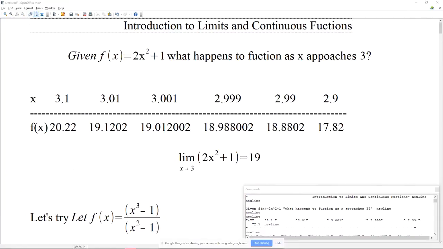So 3.1 we try, which is a little bit lower than this value. It reduces this a little bit. 3.001 reduces a little bit more. You can kind of see that somewhere right here between 2.99 and 3.001, it's probably going to be about 19. You can kind of visually see that because as I'm approaching from the right, it's going from 17.82, 18.8, 18.9. It's probably going to be about 19.